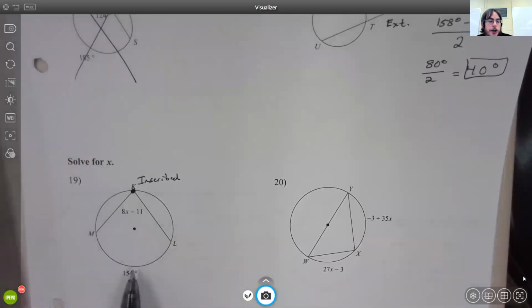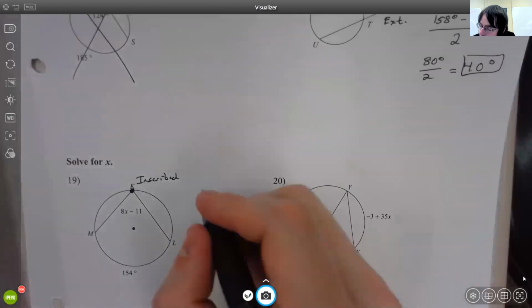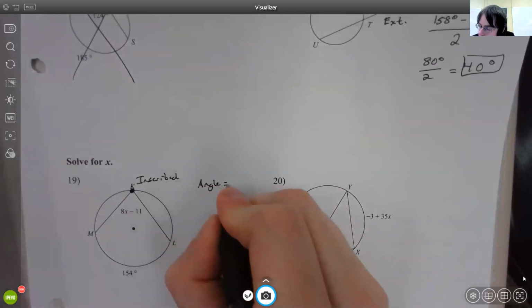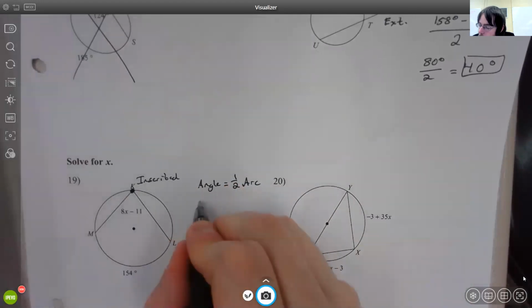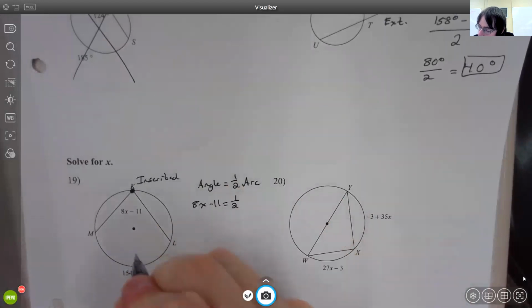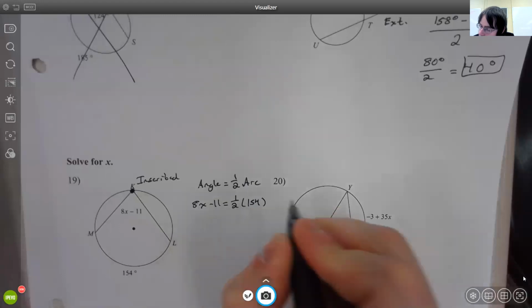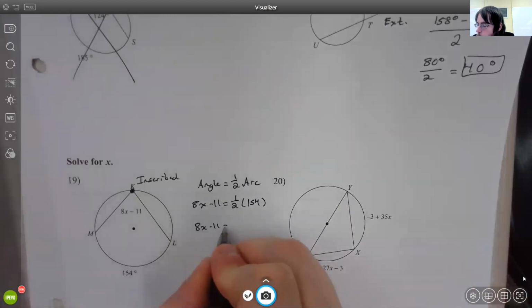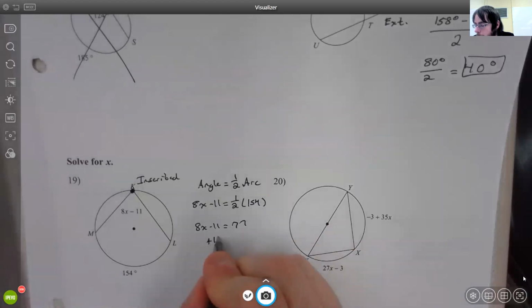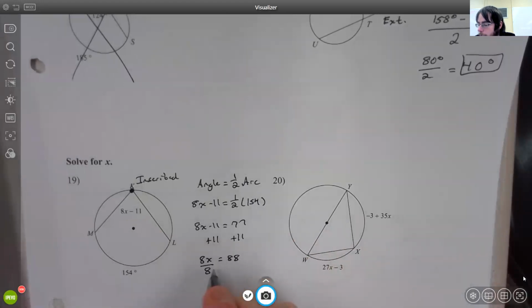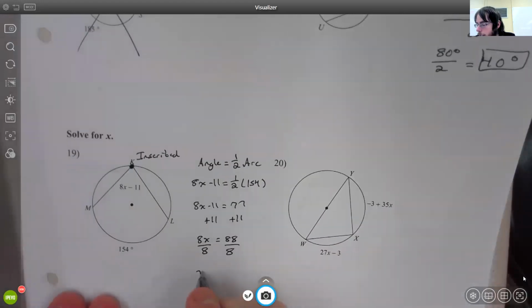Well, we have an arc here of 154, and we know that an inscribed angle is 1/2 of the arc. So our angle, 8x minus 11, must equal 1/2 of 154. 1/2 of 154 is 77. Add 11 to both sides, and you get 8x equals 88. Divide both sides by 8, and you get x equals 11.